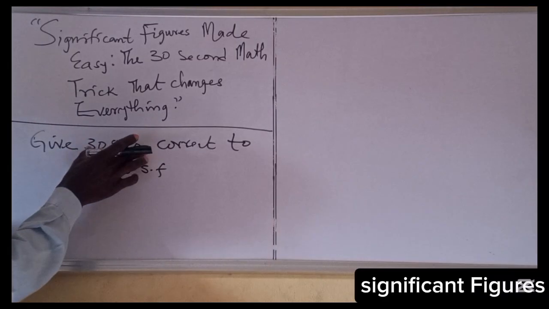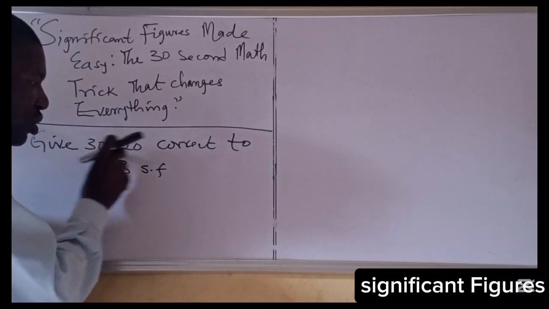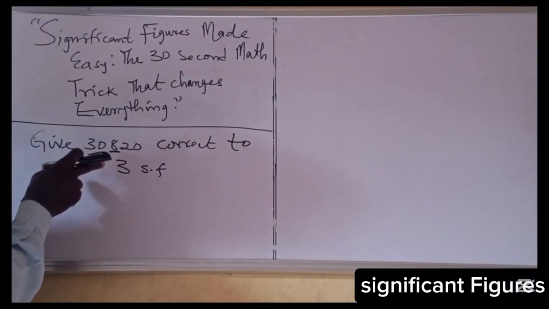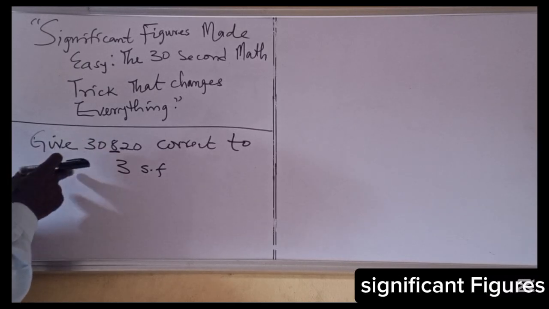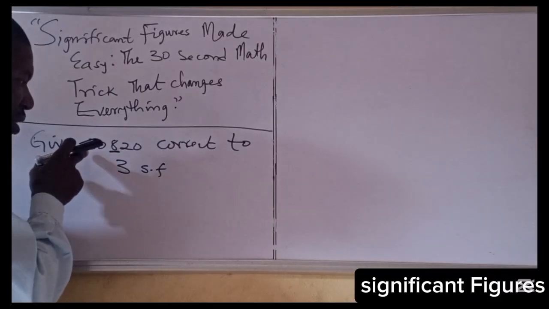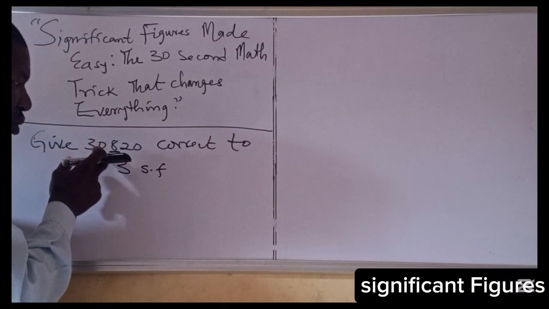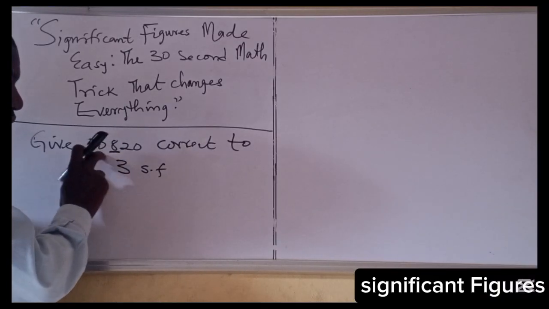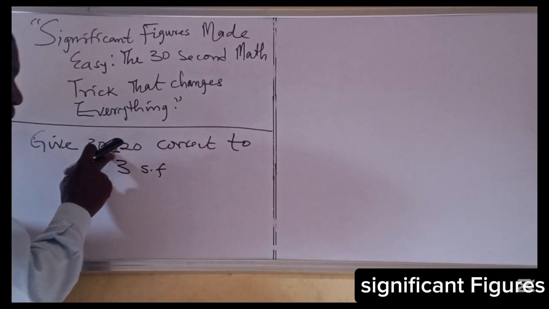So you have to take note of the position of this figure or digit. Now, the third significant figure falls here from the left. You have to start counting from the left. This is the first significant figure. This is the second significant figure, and this is the third. So here is the third significant figure. So we are going to have 308.